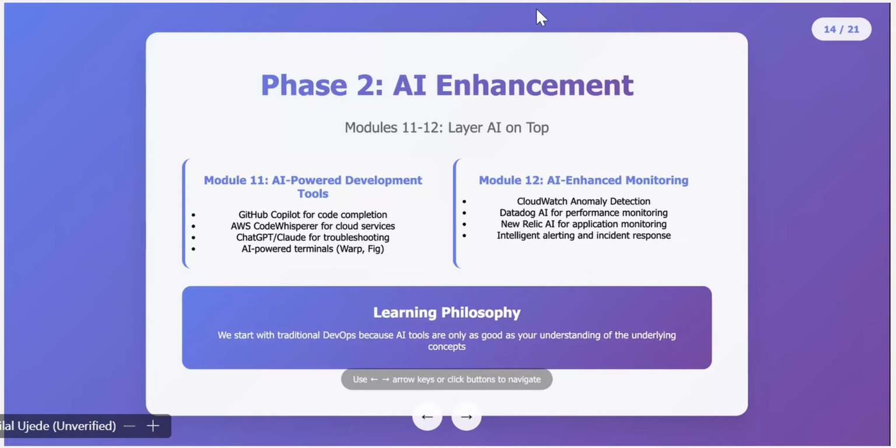Then we have some terminal-based tools as well. Warp and Fig are AI-based terminals that will help us write better commands and get the most output from your terminal.